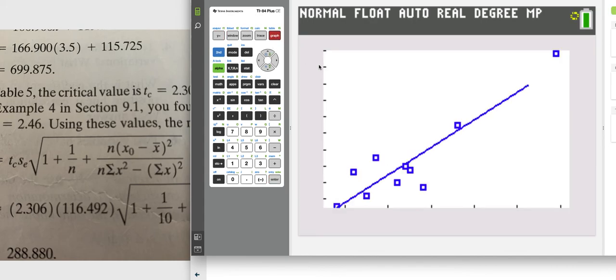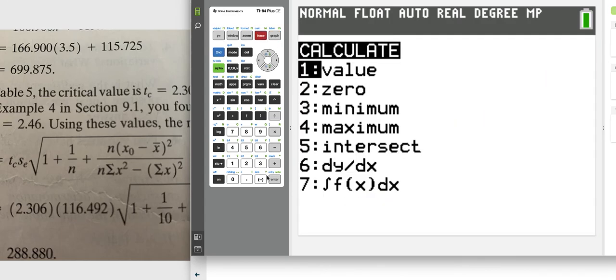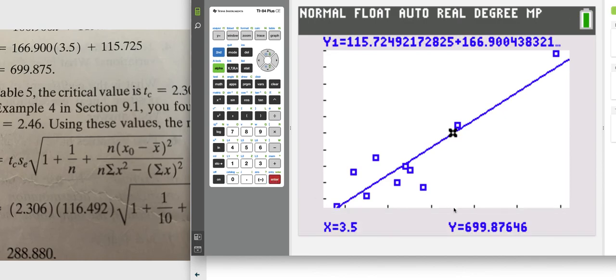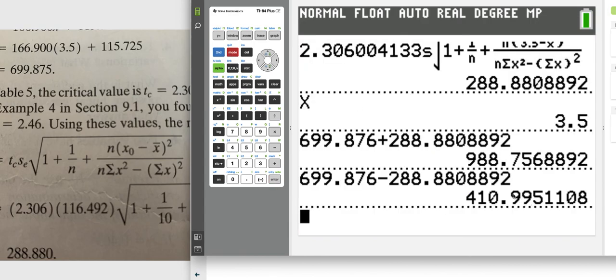There might be a better way to do this. So we got that value of, if I go to 2nd Trace, Value, number 1, 3.5. Okay, this should be good enough. So our range then would be 410.995 to 988.757. The book's a little bit off.